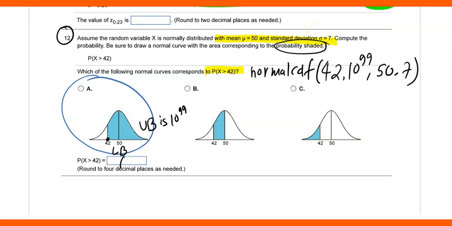That's going to be 0.8735. You round it to 4 decimal places. You finish the rest yourself using the calculator.